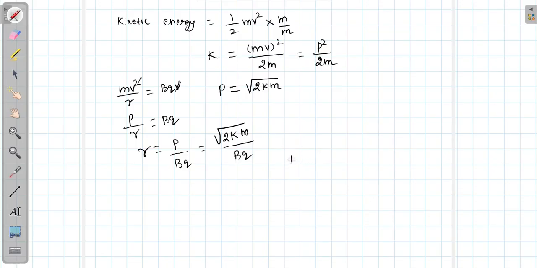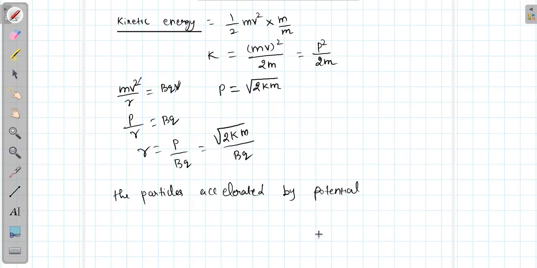And one more thing, you might have studied in the dual nature lesson, particles accelerated by potential. In that case, the kinetic energy of the particle is equal to qV, where V is capital V, the voltage, the accelerating potential. So we studied the same concept in dual nature. Sometimes they link the concepts, and the same question will be asked in different forms.